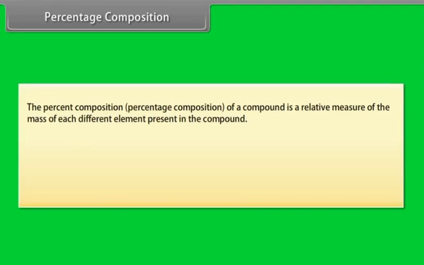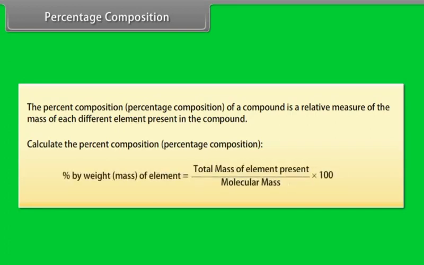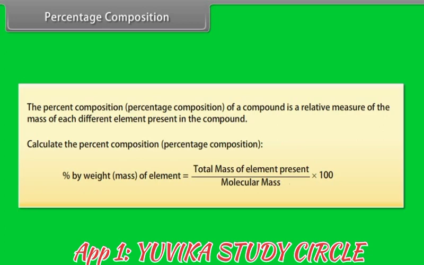Percentage composition. The percent composition of a compound is a relative measure of the mass of each different element present in the compound. Calculate the percentage composition by weight: mass percent of an element is equal to total mass of the element present divided by molecular mass, times 100. Empirical formula and molecular formula.